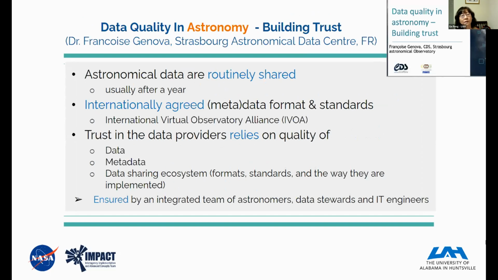And Dr. Genova talked about data quality in astronomy, and she has indicated that the astronomical data are routinely shared, and they have internationally agreed metadata. So they seem to be fairly coordinated for sharing. And she also indicated that the trust in the data providers relies on quality data, metadata and the data sharing ecosystem. And that's what the guidelines from earth science are trying to promote.